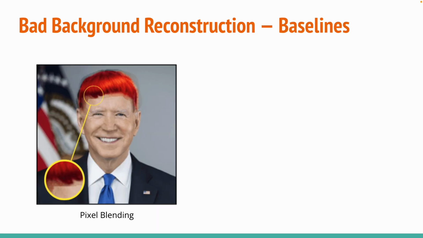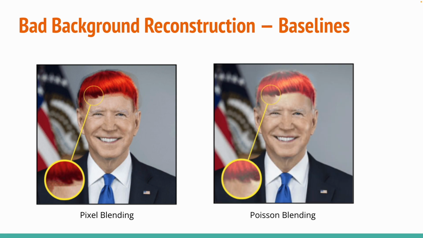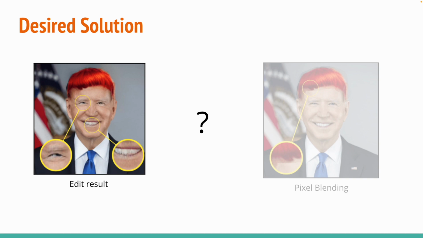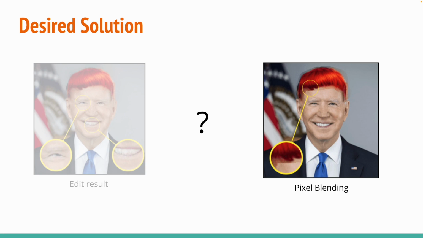A naive solution of pixel blending results in noticeable seams, whereas Poisson image blending produces a seamless result, but it changes the original color significantly. We want a solution that is in between these results. On the one hand, it is seamless as the original edit result, and on the other hand, it preserves the background as the pixel blending. We suggest doing it via optimization.